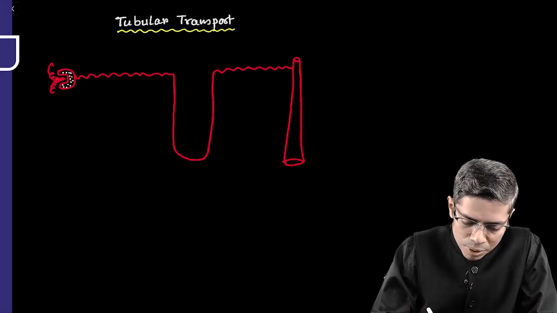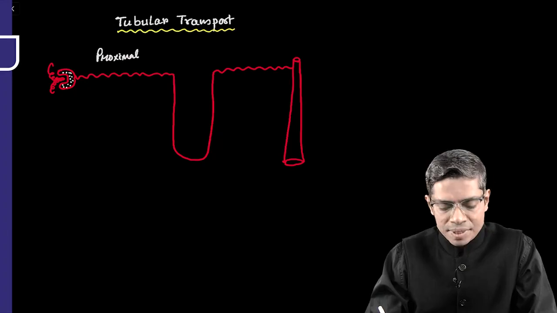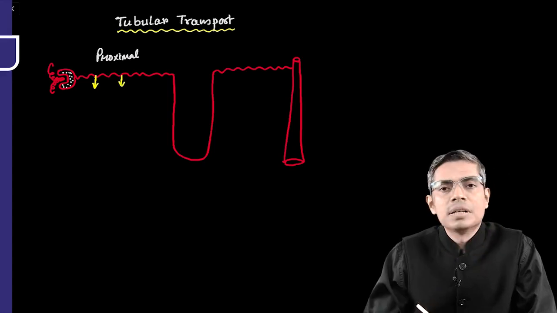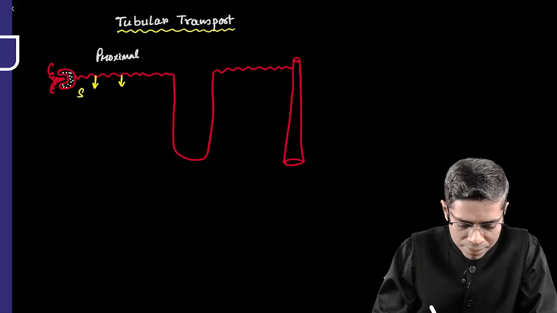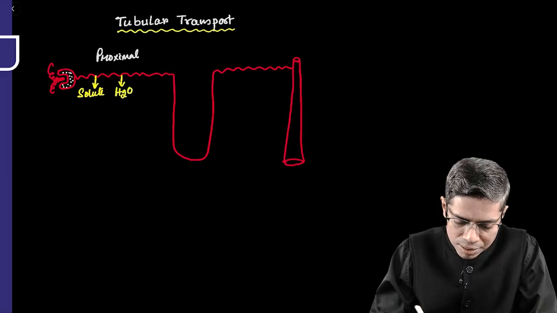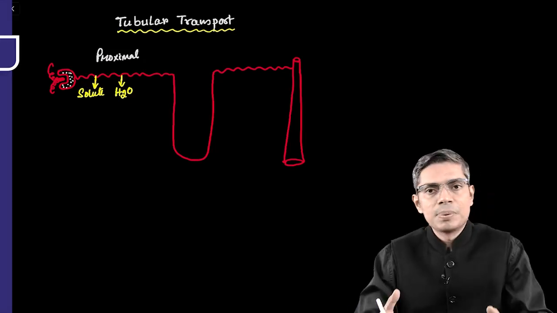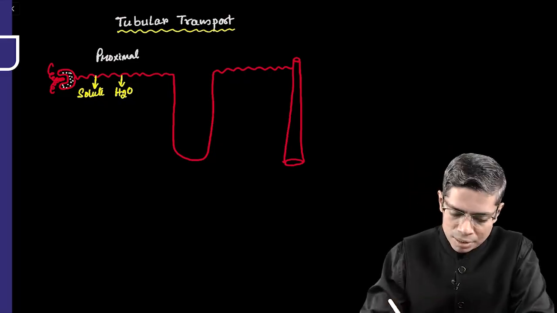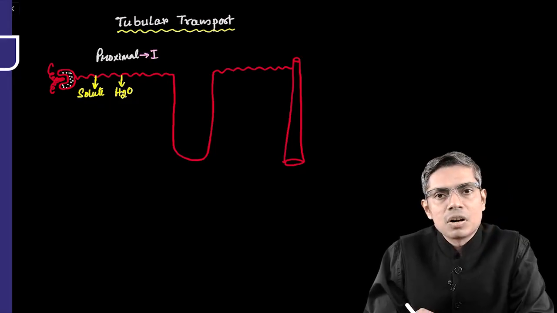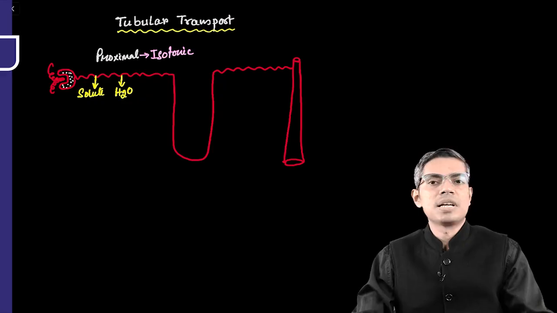At the level of proximal tubule, remember, the absorption of solute is proportionate to the absorption of water. So whatever solute is absorbed at the level of proximal tubule, proportionate water reabsorption is also going on. So what will happen? If you take out solute as well as proportionate water, the tonicity is not going to change. So in the proximal tubule the urine will remain isotonic, same as that of the plasma.